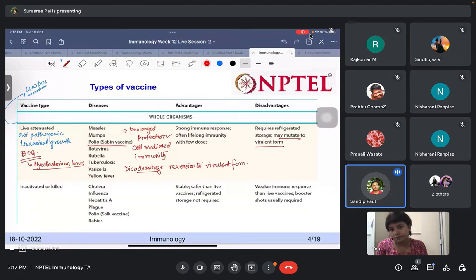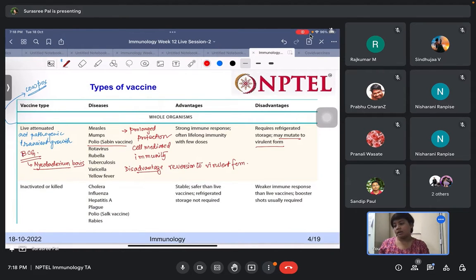So that is the disadvantage, that it may anytime mutate to its virulent form. But it occurs very, very rarely. In case of the oral polio vaccine, which is the Sabin vaccine, the rate of reversion is about 1 in only 2.4 million vaccine doses. So the rate of reversion is very, very low, however this risk always remains with live attenuated vaccine.